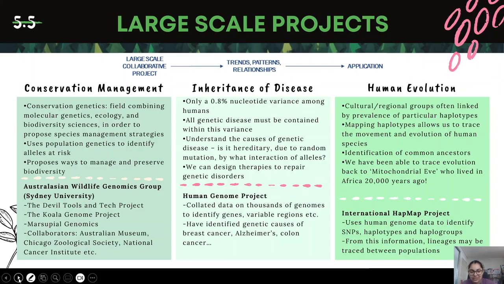Another project currently in place is the International HapMap project. It uses human genome data to identify SNPs, haplotypes, and haplogroups. From this information, we are able to trace back lineages between populations.